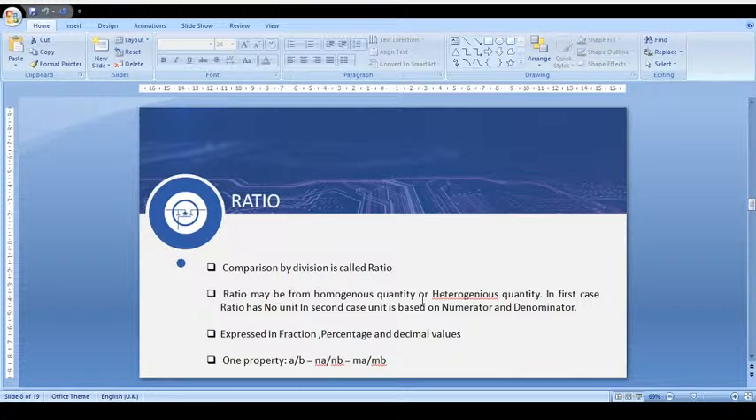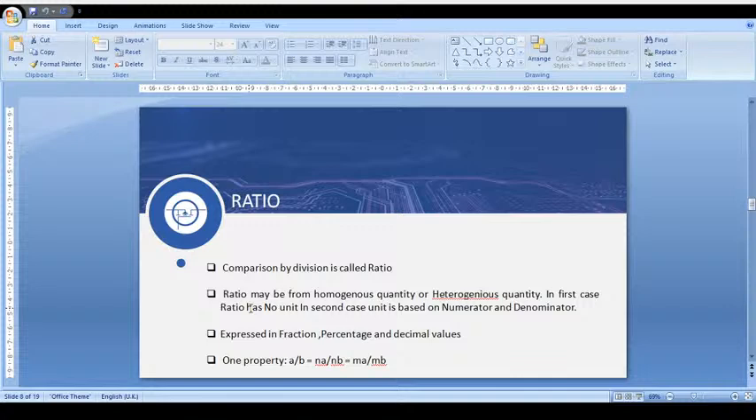What is ratio? Simply, when you do a comparison between two things, ratio is a medium to show the comparison between any two things, like between the ages of two persons, between distances, between the heights of two persons, between the speeds of two persons, anything. If you want to compare two things, then you can easily use the concept of ratio. And ratio may be from homogeneous quantities or heterogeneous quantities.